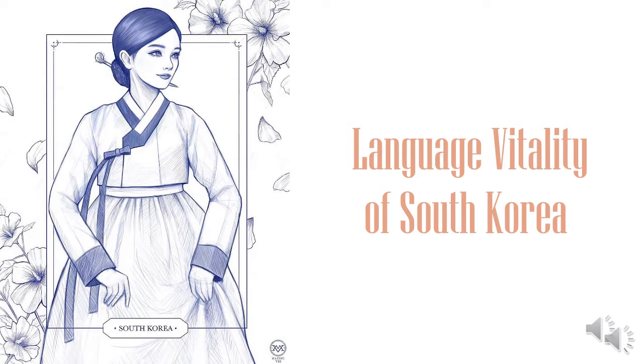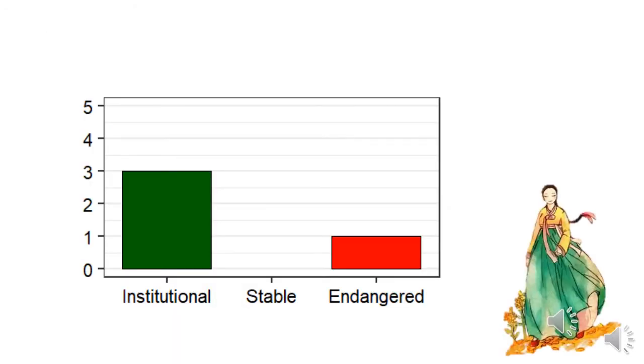The language vitality profile of South Korea. So as you can see in the graph, there is a horizontal axis and the height of each bar. This graph shows the profile of languages in South Korea with respect to their level of language vitality. The horizontal axis represents the estimated level of vitality. The height of each bar indicates the number of languages that are estimated to be at the given level.